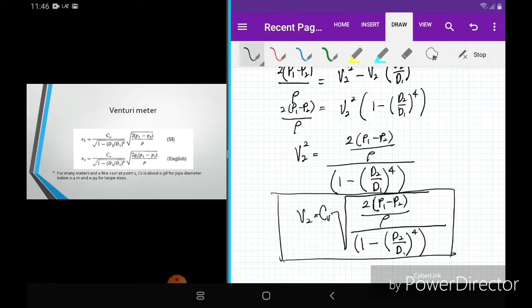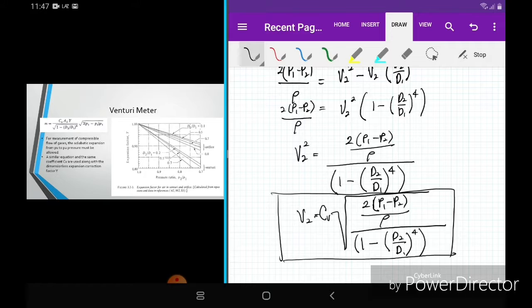Now, if you want to calculate for the flow rate or the volumetric flow rate, all we need to do is to calculate for the V sub 2 using this particular equation, and then you multiply it with the area, okay, of the pipe. So, since V sub 2 yan, so kailangan mo ng D sub 2, yung sa throat. Okay?